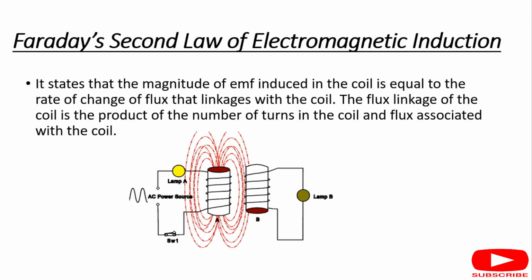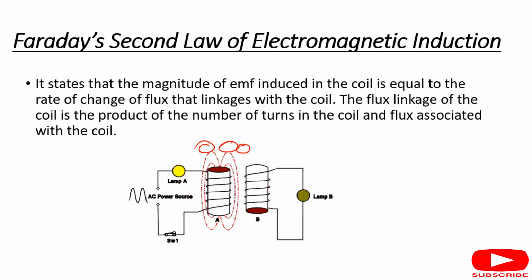Now the next law is called Faraday's second law of electromagnetic induction. It states that the magnitude of EMF induced in the coil is equal to the rate of change of flux linkage with the coil. The flux linkage of the coil is the product of the number of turns in the coil and the flux associated with the coil. This red curve is the magnetic line of force. These magnetic lines of force, or fluxes, continuously change with respect to time.